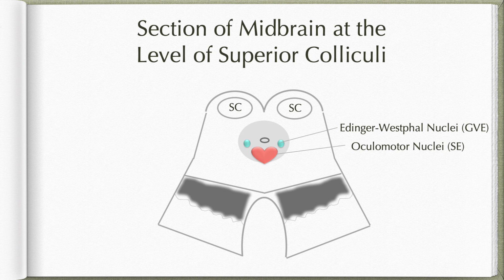Now, oculomotor nuclei will supply most of the extraocular muscles except superior oblique, which was supplied by trochlear, and the lateral rectus, which was supplied by the abducens. Edinger-Westphal nuclei, on the contrary, will supply the intraocular muscles, that is sphincter pupillae and the ciliaris, through its relay in the ciliary ganglion.